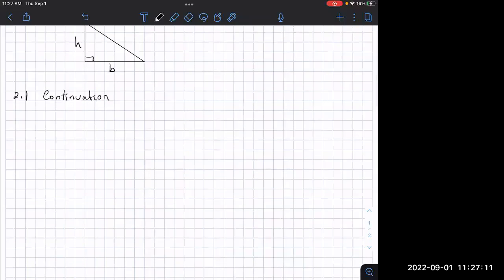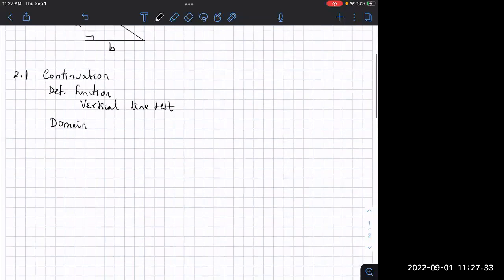So we know what a function is. We had the definition of a function, right? How to recognize it, and if you have the graph, how to apply the vertical line test for functions, how to find the domain. Okay, so now we're going to start with operations with functions.